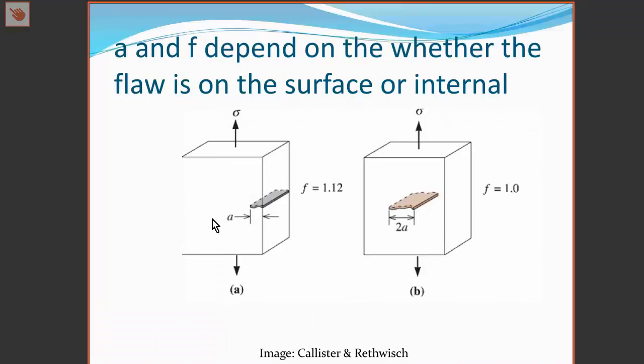So according to this theory, we must use the following values for A to describe the crack. For a surface crack, A is the depth of the crack, and typically F will equal 1.12 for a surface crack of depth A. For a crack inside the material, an internal crack of width 2A, F will equal 1. So this is how we determine the A values and the F values for different locations of the crack.